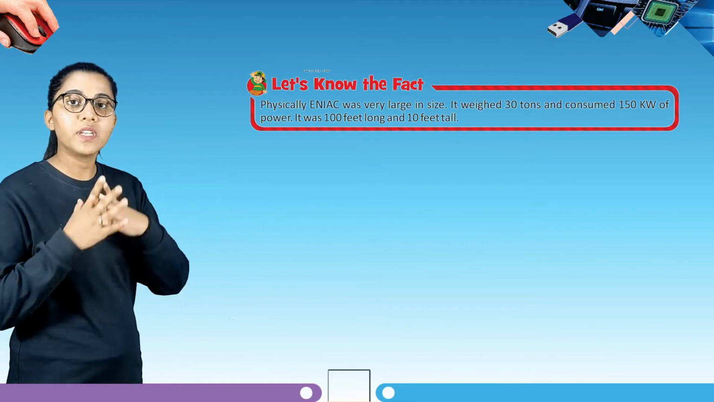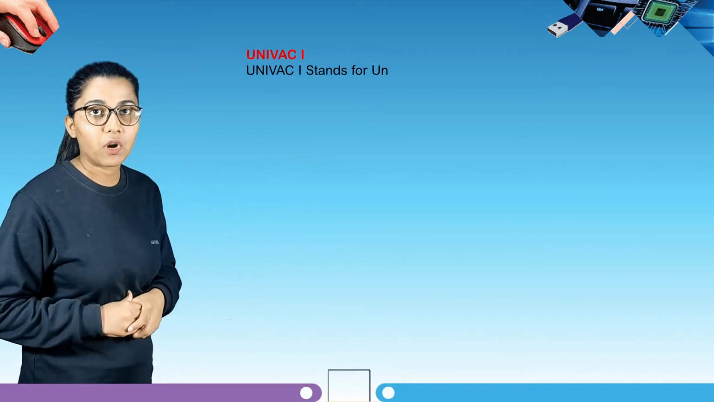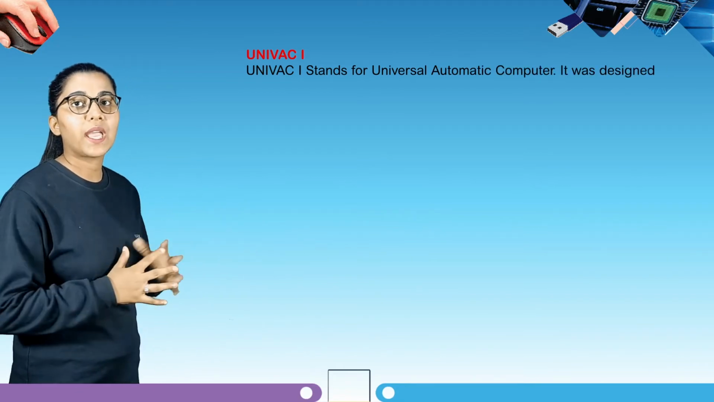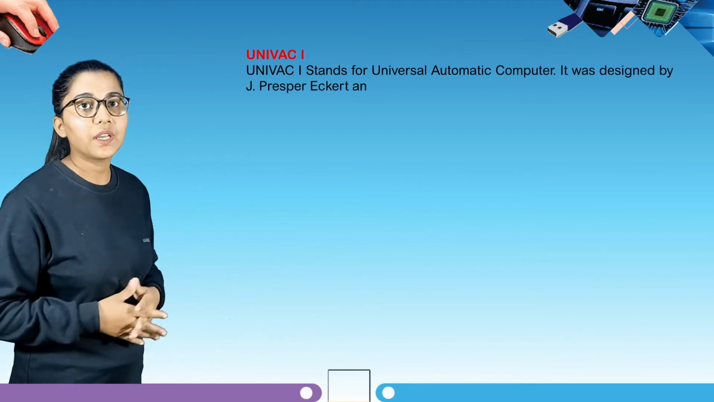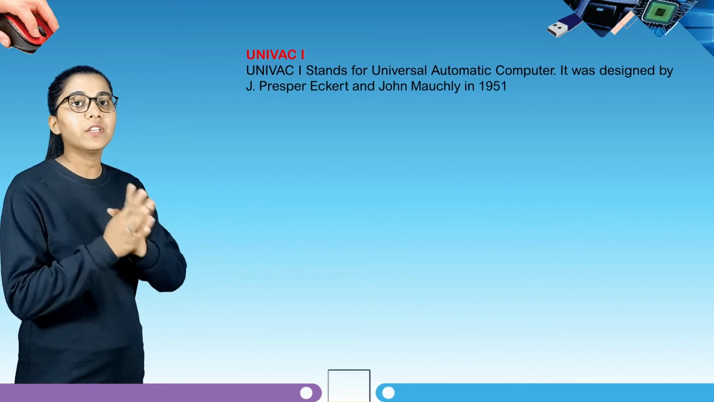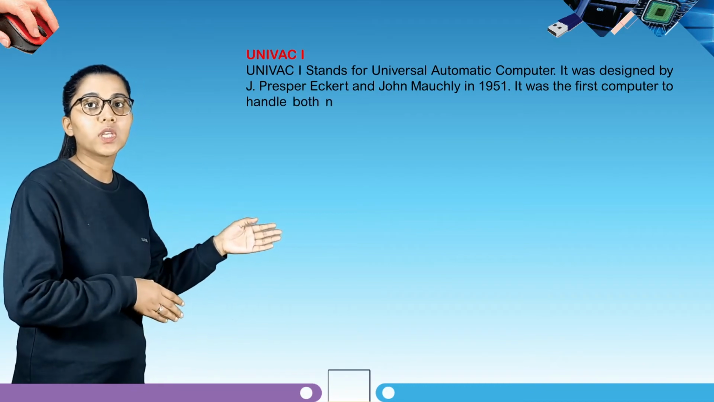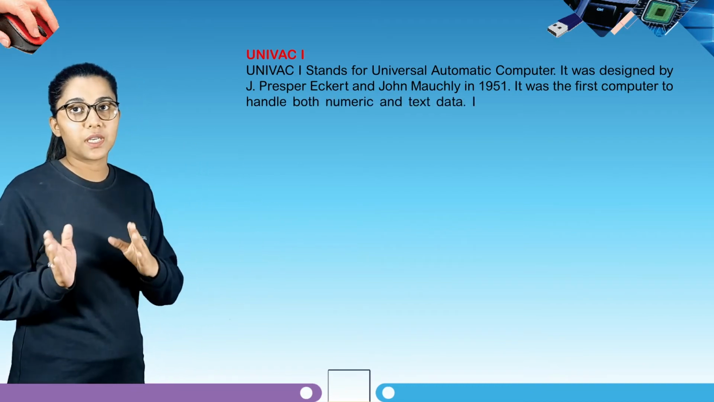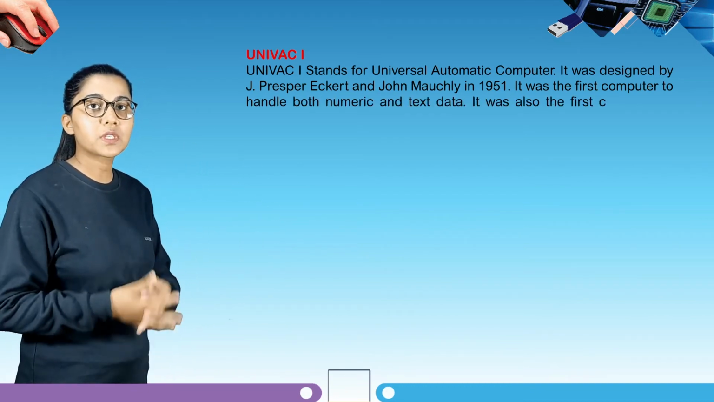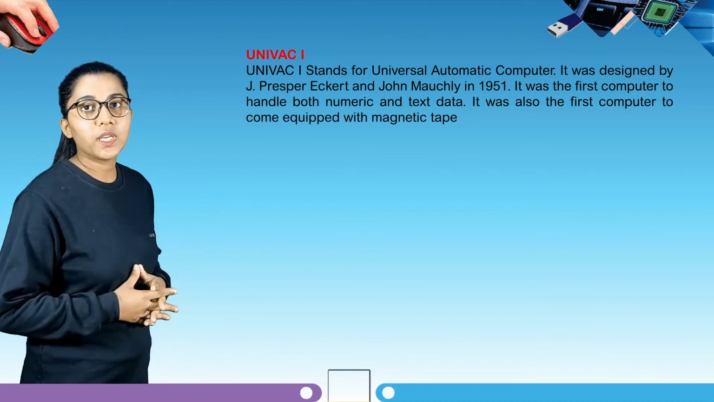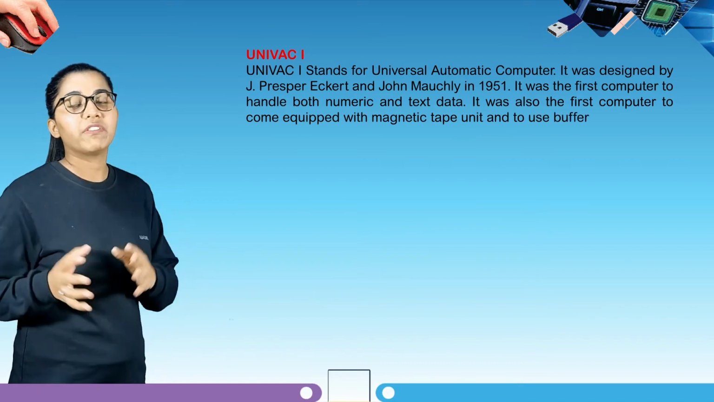Now students, our next topic is UNIVAC 1. Let's learn about it. UNIVAC 1 stands for Universal Automatic Computer. It was designed by J. Presper Eckert and John Mauchly in 1951. It was the first computer to handle both numeric and text data. It was also the first computer to come equipped with a magnetic tape unit and to use buffer memory.